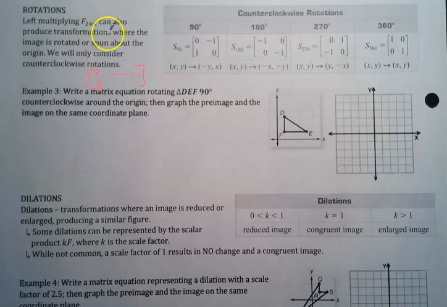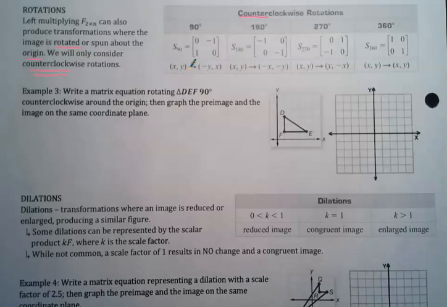Matrix multiplication can also produce transformations where the image is rotated or spun about the origin. We will only consider counterclockwise rotations in this text. We are going to have different matrices depending on what's happening, but they're all counterclockwise rotations: 90 degrees counterclockwise, 180, 270, or 360. These are ways to check, you might have seen us use during algebra, remembering these. But the matrices are the things that do the math to get us there.